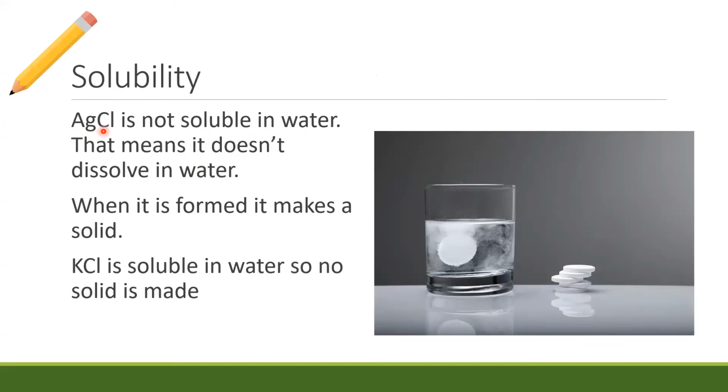Some things won't dissolve in water. When you think about this, there are lots of things that don't dissolve in water. Glass doesn't dissolve in water, dirt doesn't dissolve in water, plastic doesn't dissolve in water. There are a lot of things that don't dissolve in water, which is really good because we don't want everything that goes into water to suddenly disappear. When you make AgCl, because AgCl doesn't dissolve in water, it has to be a solid. The difference is KCl is soluble in water, so no solid is made. Instead, it just dissolves in the water, and then that's it.